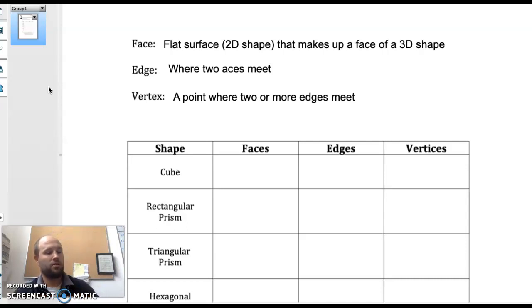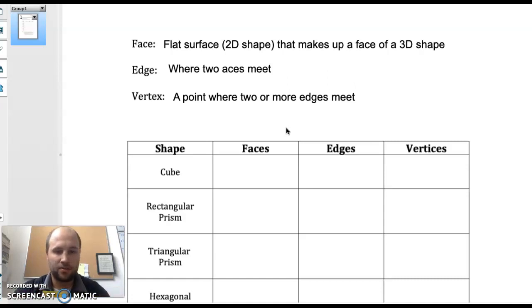How we categorize 3D shapes is based off of three different ideas. We talk about faces, we talk about edges, and we talk about vertex, or vertices, more than one. In your notes, you have this exact same sheet, and we need to write down these definitions. So please write down the definition of a face, what an edge is, and what a vertex is. While you're doing that, I'll talk about them.